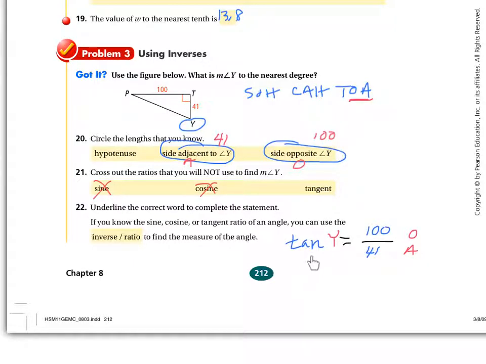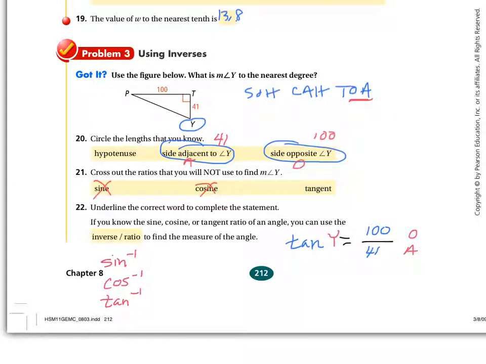So whenever you have this case right here, you don't know your angle of reference. This is when we're going to use something called the inverse to find the measure of the angle. So on your calculator, no matter what calculator you have, if you look at the sine, cosine, and tangent buttons, aren't there buttons above them that look like this? Sine to the negative 1, cosine to the negative 1, and tan to the negative 1. Do you find those?